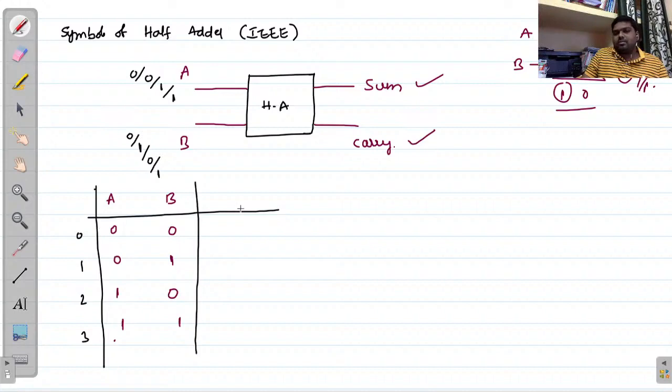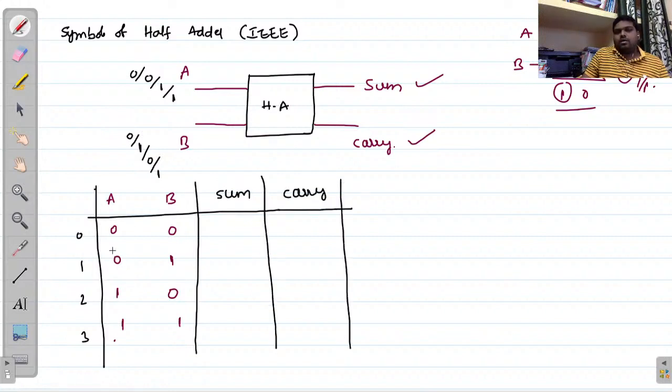0 0, what do you get if you add them in general? I am taking here sum and here carry. So 0 0, if you add these 2 bits, I am getting 0 sum and carry 0, and 0 1 gives sum 1 carry 0, and 1 0 I am getting sum 1 carry 0, 1 1 I am getting sum 0 carry 1. So this is your truth table, right?